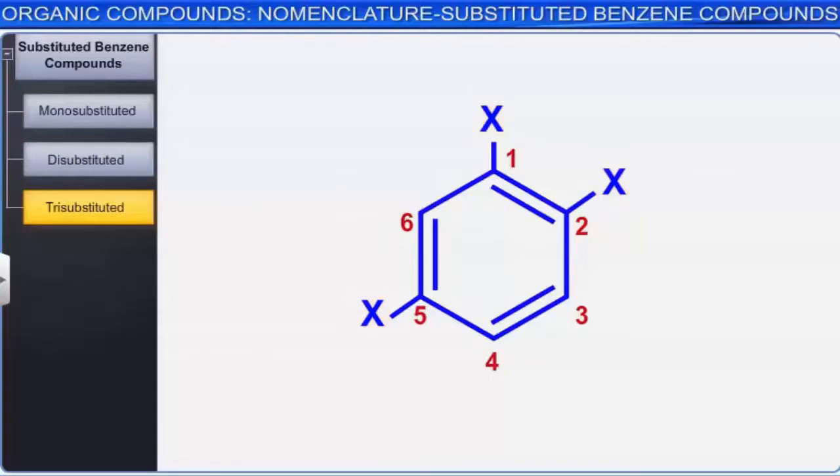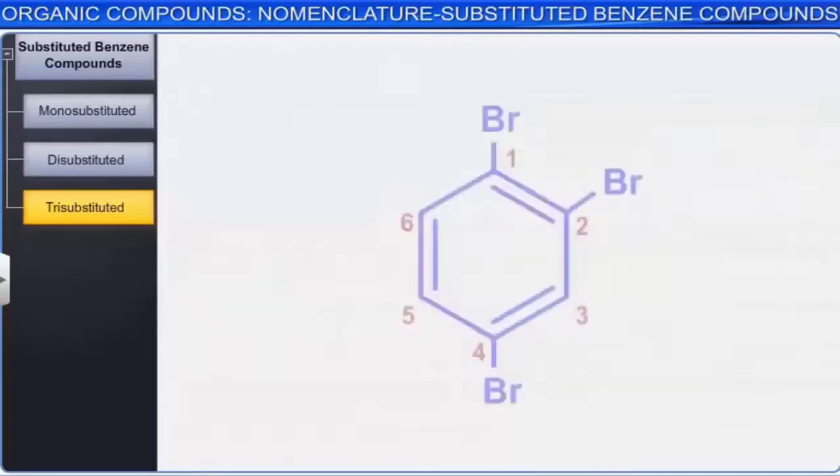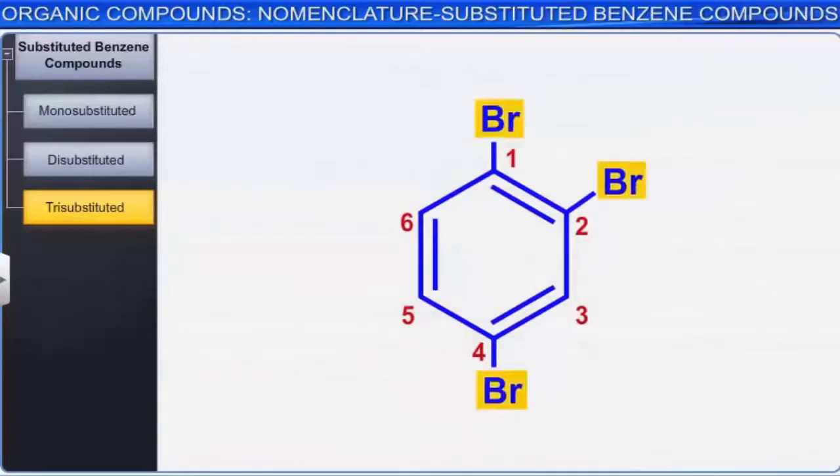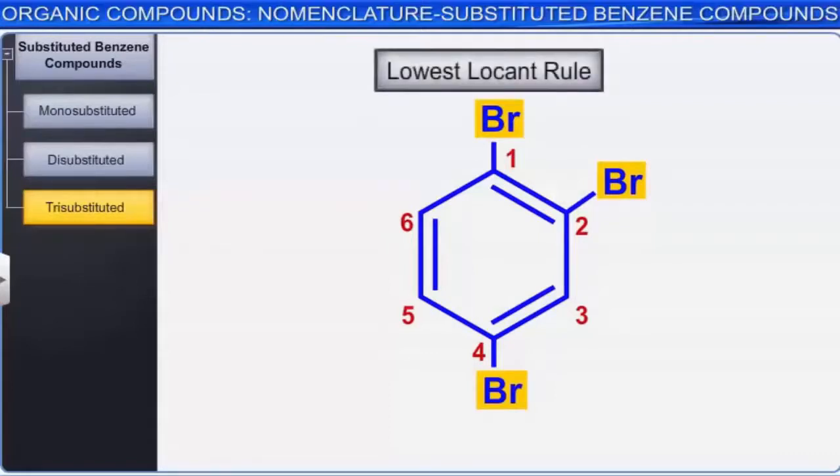The trivial system of nomenclature cannot be employed as it has more than 2 substituents. This compound has 3 bromine groups attached to the benzene ring. If more than 2 substituents are present, then the positions of the groups are indicated by numbering the carbon atoms according to the lowest locant rule. This means the sequence in which the numbering is done should have the lowest combination of numbers.